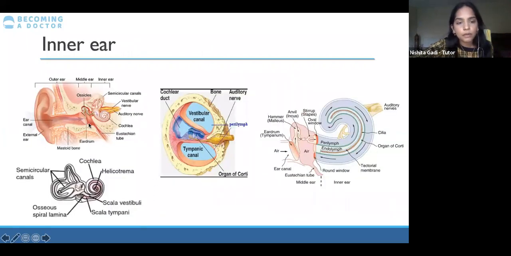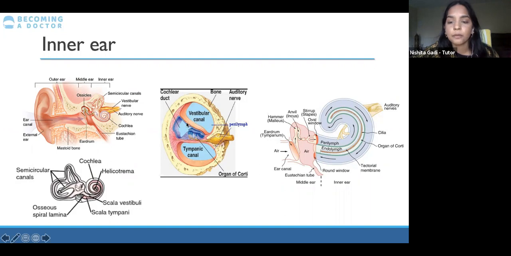Okay, so now we'll go into the inner ear. We said that the stapes hits the oval window, and there's liquid inside the cochlea. There's perilymph, and there's also endolymph, depending on where it is. So you've got the vestibular canal here, the tympanic canal here, and the cochlear duct. So the oval window is here. Just imagine this is like a cross section of this area.